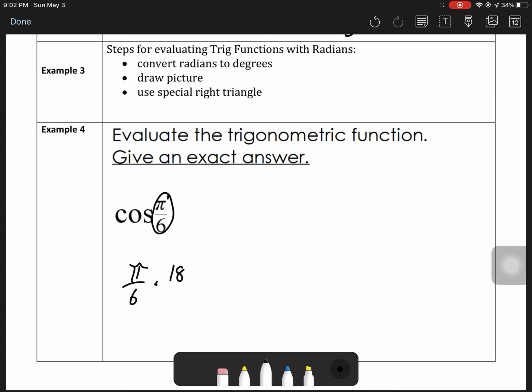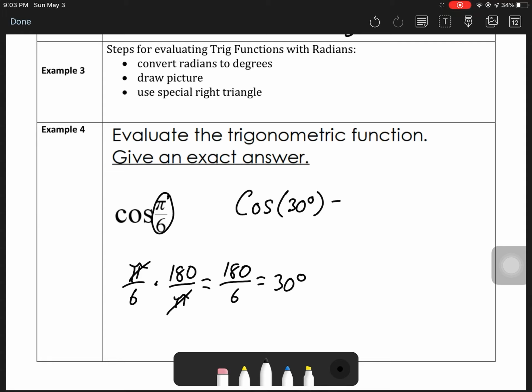Pi over 6, so now we're using the other conversion factor, which is 180 over pi. Pi's are going to go away. 180 over 6. When you divide that, you get 30 degrees. So we can figure out what the cosine of 30 degrees is. Now, you could type this in your calculator. You can go ahead and try that and get a nice answer. I'm not going to stop you.